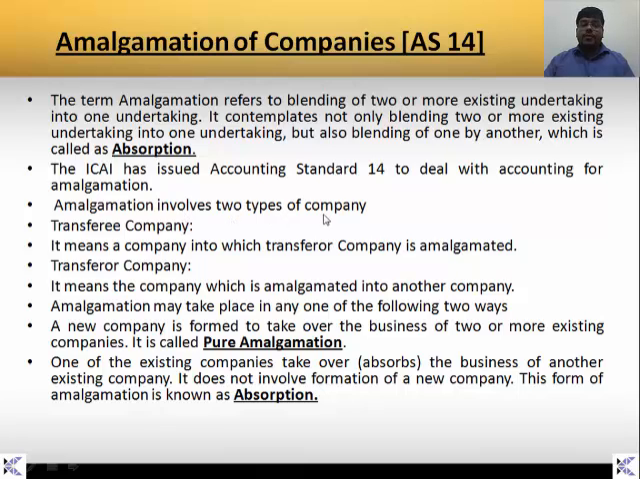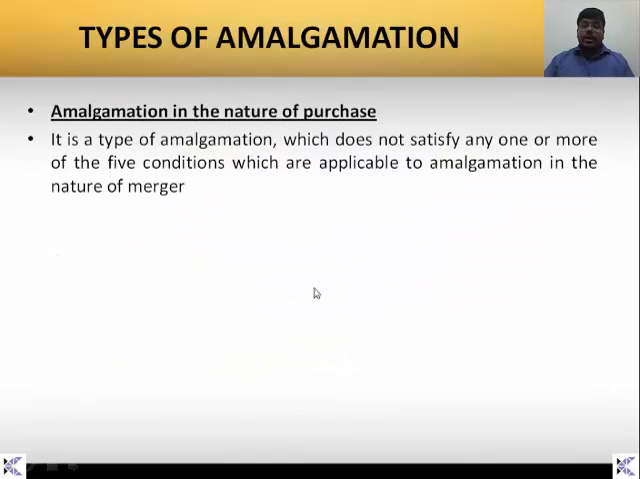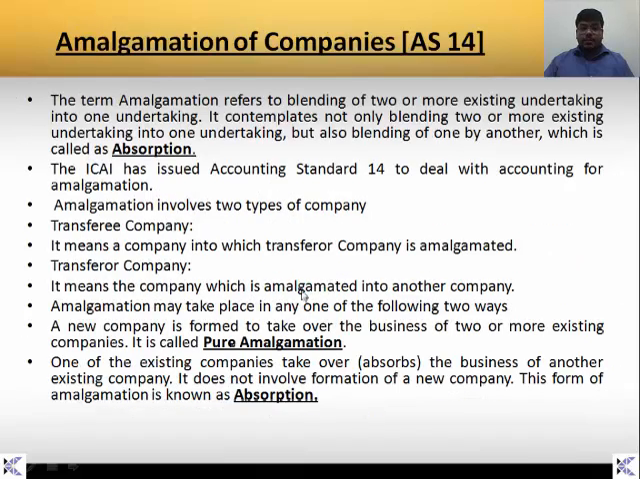Amalgamation involves two types of company. One is the transferee company and one is the transferor company. What is a transferee company? It means a company into which the transferor company is amalgamated. And transferor company means the company which is amalgamated into another company.